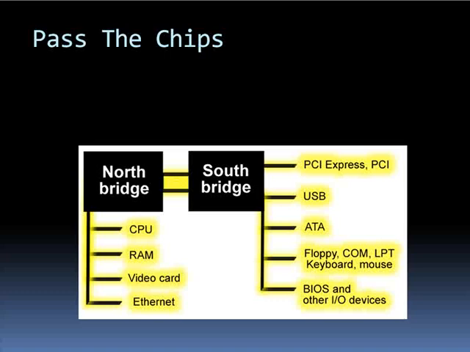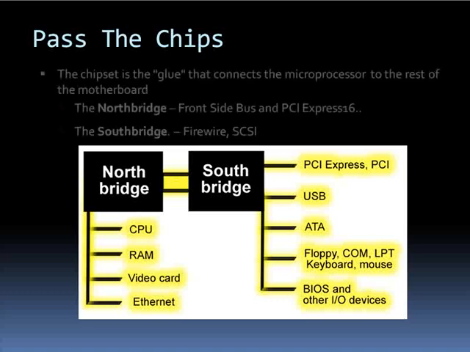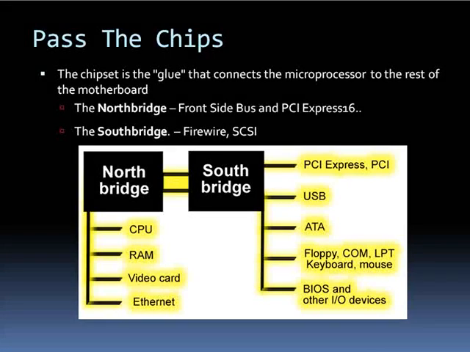The south bridge is a little bit slower. PCI Express, USB, ATA, the floppy drive, BIOS, and other interfaces. And this is how they've typically been handled. And there is some change coming along. Basically, the north bridge is often referred to as the front side bus. PCI Express 16 has moved over to the north bridge, whereas the south bridge is FireWire, SCSI, and all these other things. Basically, the chipset's the glue that connects everything together.